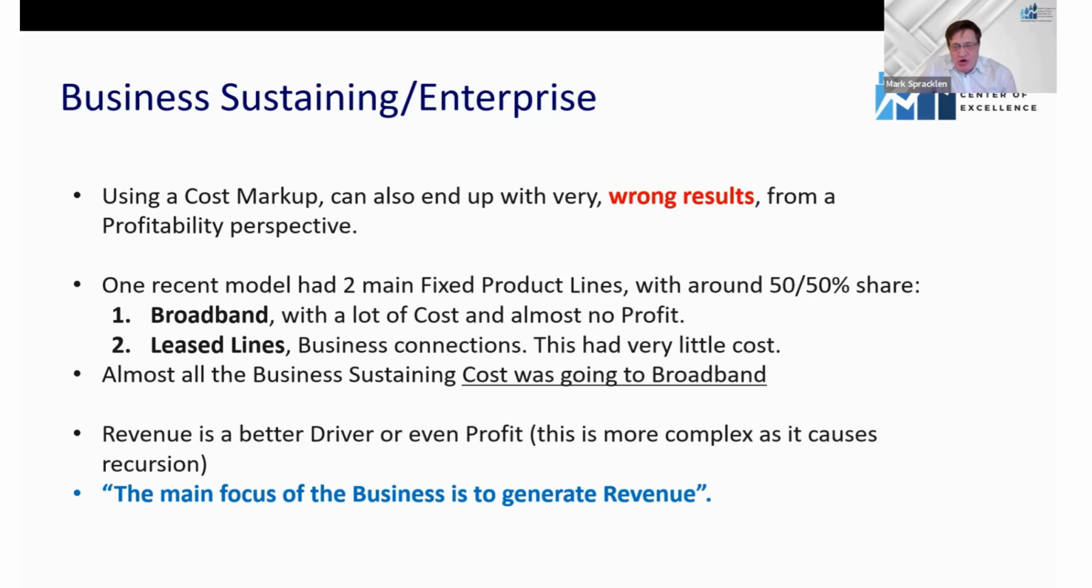Because they were using costs to allocate the business sustaining cost, all the cost was going to broadband, which was the unprofitable one, making it more unprofitable. And the one that was very profitable, the leased lines, because it was business customers, was getting no cost at all, even though the revenues were about 50-50 between the two areas, which is why we found revenue was a better driver, really. But I'll go on now because we've talked about this quite a lot.